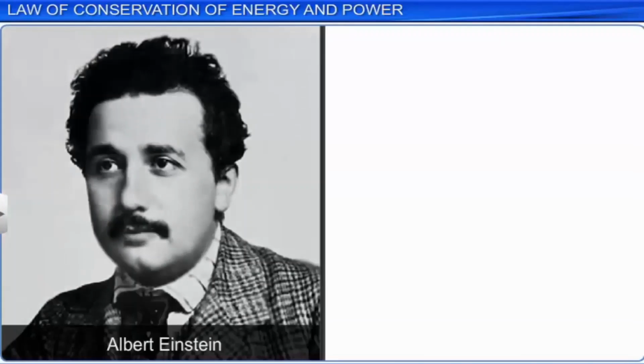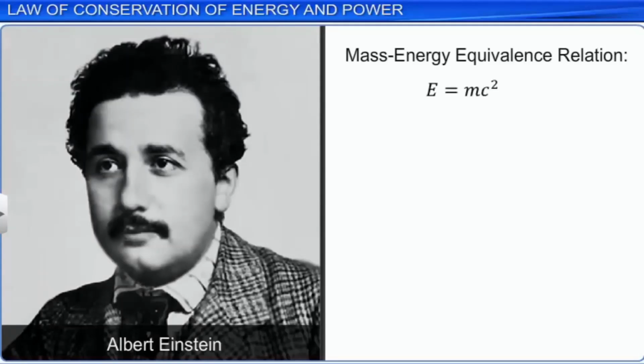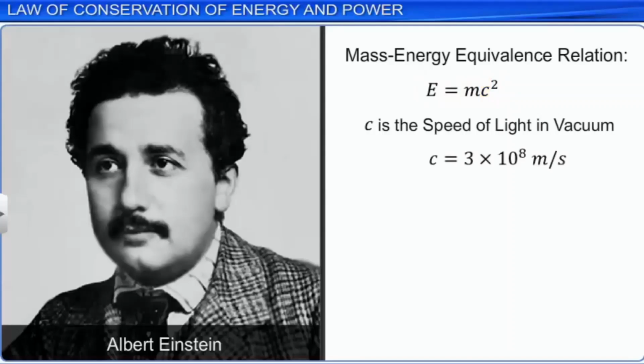However, Albert Einstein proposed his famous mass-energy equivalence relation, E = mc², to show that mass and energy are equivalent. In this relation, E is energy, m is mass, and c is the speed of light in vacuum, which is approximately 3 × 10⁸ meters per second.